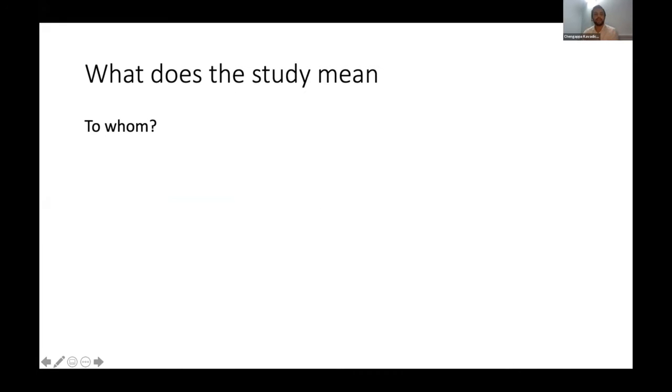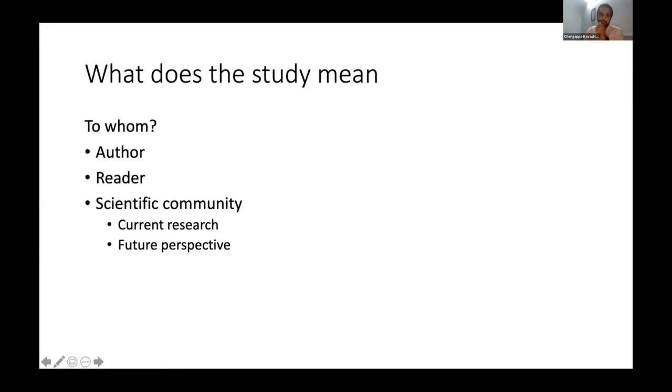So we have to see what the study means, and we have to communicate what the study means to others. Now, others, we are not talking to lay people. We are specifically targeting a certain group of audience. So we have to be clear about whom we are going to address this study to. We should be able to communicate what this study means to us as authors, then to the readers, and to the overall scientific community in terms of the future perspectives.